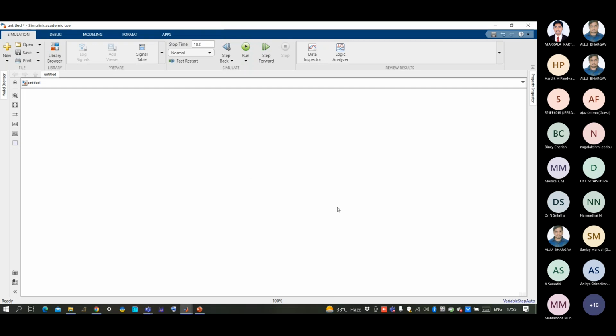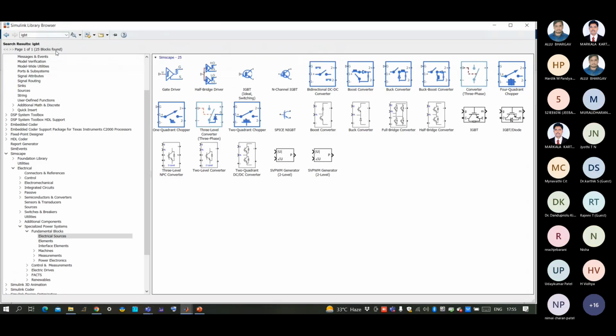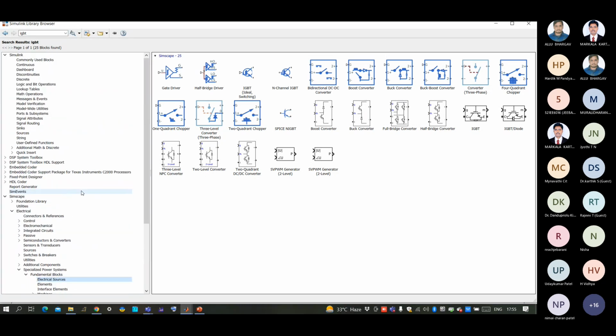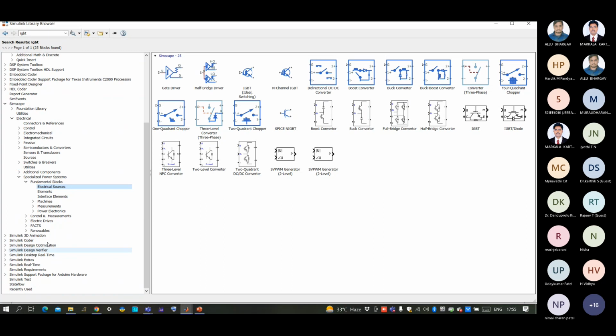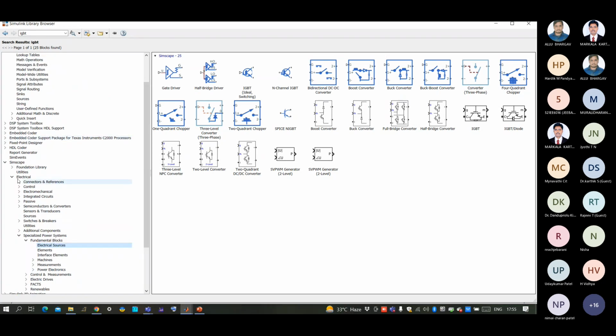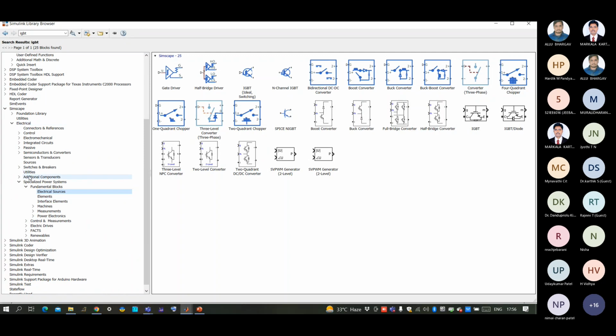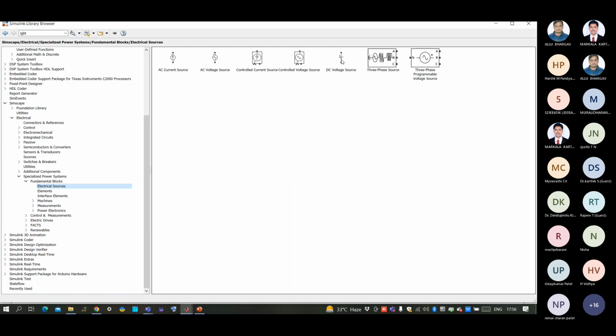Let me start again. How to build the library project. So from here we can see this is the library project. Initially there are two ways to check our elements. One is going to Simscape, from there Electrical, from there Specialized Power Systems, and from there Electrical Sources, and here we can find our DC voltage source. One more way to find our elements is directly typing the element name.